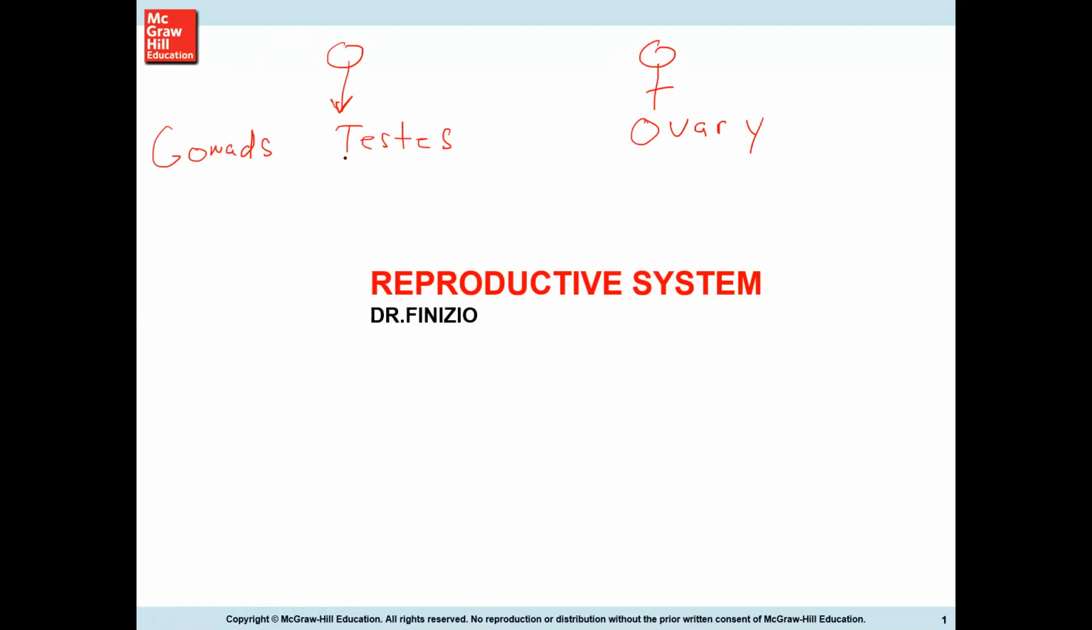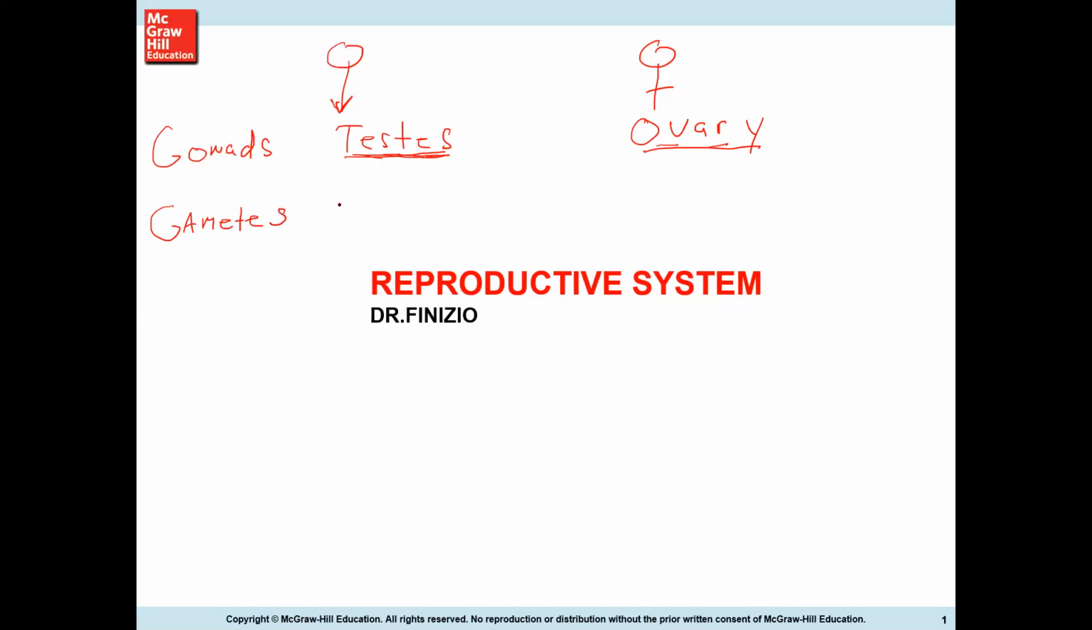What you're going to see about the male gonads is these are outside the body. Ovaries are deep inside the body, in the pelvic cavity, peritoneum. The reason the testes are outside the body is they need to be about 3 degrees below body temperature. So if body temperature is 37 degrees Celsius, the testes need to be 3 degrees less. Now, why is that? Because they have to make the sex cells, which are called gametes.